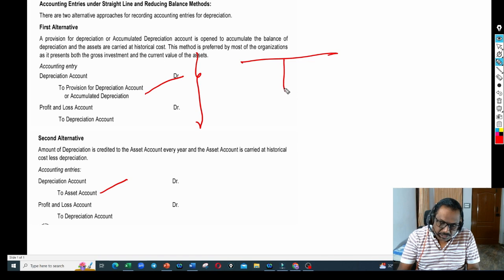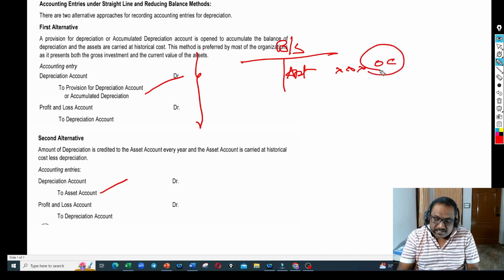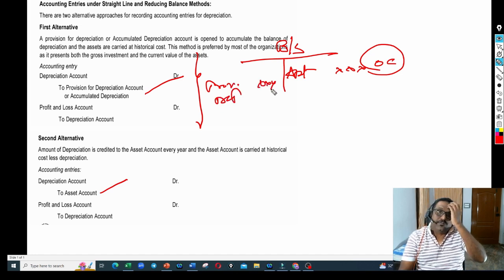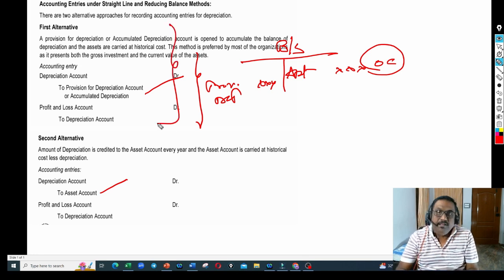If I prepare the balance sheet here, the asset account will be shown with the original cost, and the provision for depreciation will be shown on the liability side of the balance sheet. Provision for depreciation is shown on the liability side of the balance sheet in this particular method.